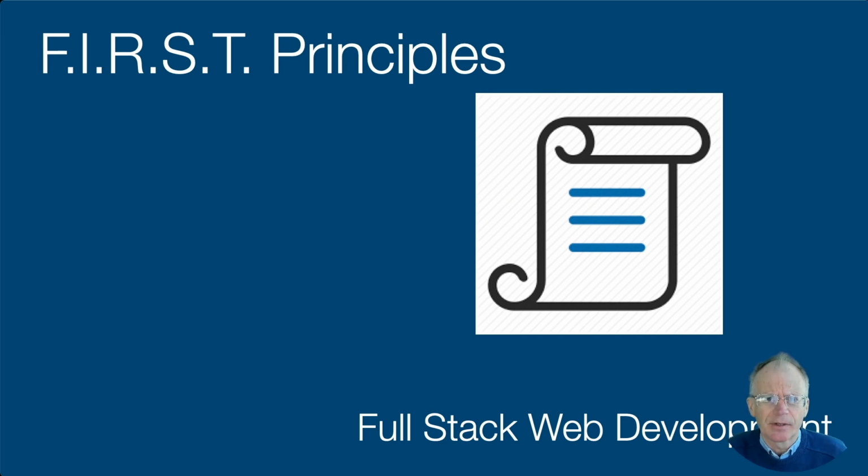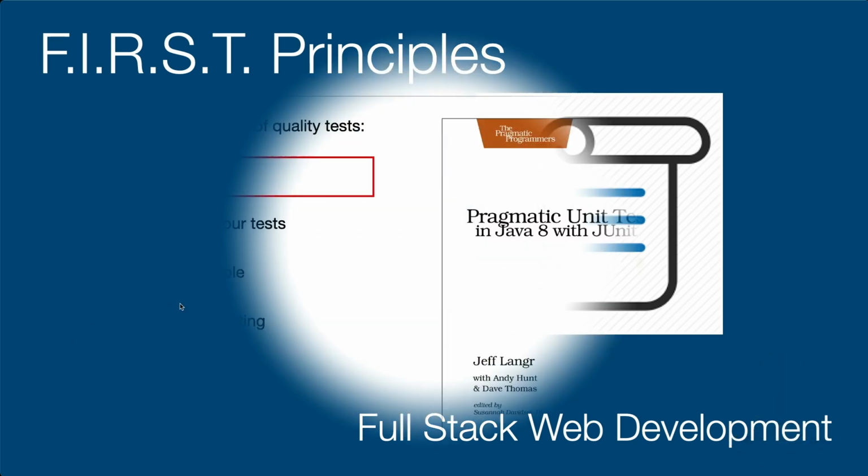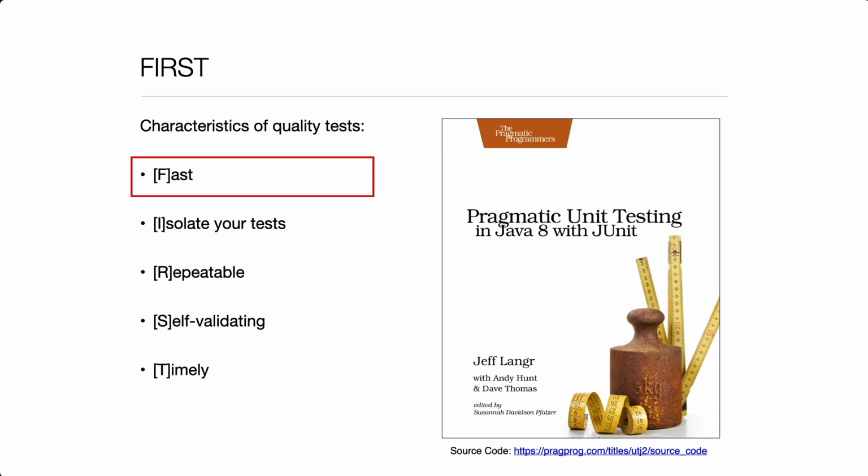So this is the last set we look at. This is what they call in this text the first principles. So it's again a kind of an acronym around fast tests, isolating tests, making them repeatable, self-validating, and timely. Some aspects of this have surfaced in the small number of tests we've written.